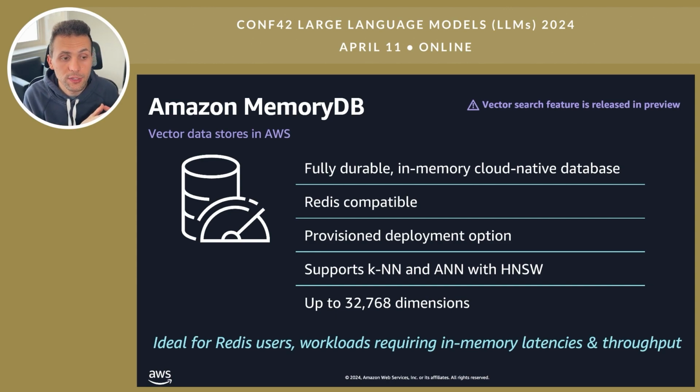You can see it supports the different vector search algorithms that we mentioned. It has the ability to support up to 32,000 dimensions of vectors. And this is ideal if you really have a workload that requires single-digit millisecond latencies and throughput for your vectors. So let's say you are building a chatbot that should respond really quickly, or you're trying to do retrieval augmented generation that is super powerful. MemoryDB might be the best place to look because of that very powerful capability.